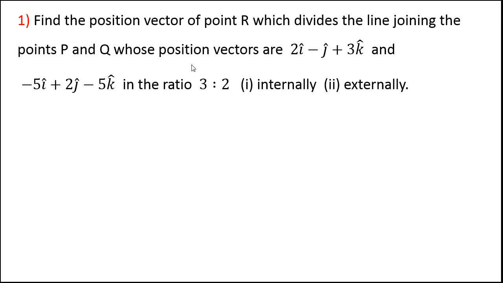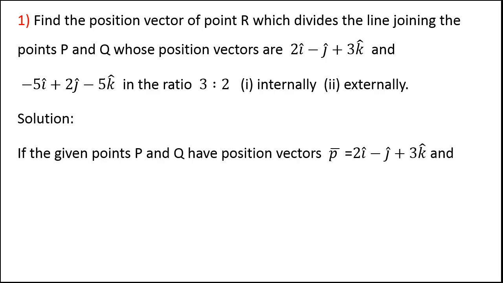So point R divides the join of P and Q in the ratio 3:2 internally. Then what is it? Position vector. After getting position vector we can find coordinates also. So here this is P bar, it is position vector of P. This is Q bar, position vector of Q.